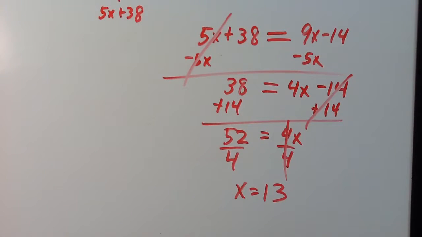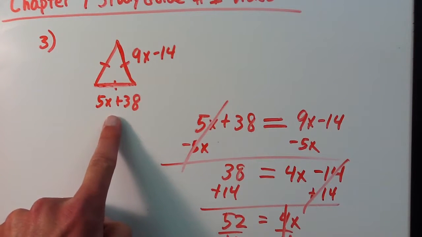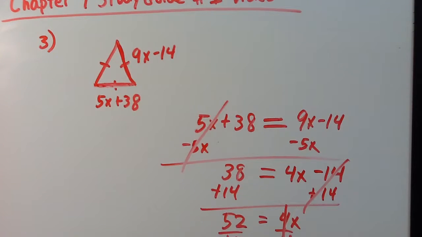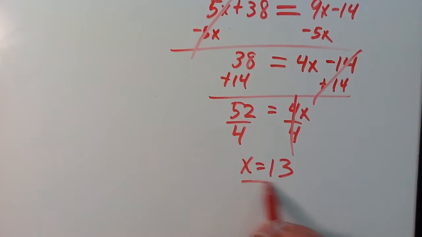Now this is not my answer. It did not ask me to solve for x. It asked me what is the length of one of the sides. The sides are 5x plus 38 and 9x minus 14. But now I'm able to get that length of the side because I know what x is. I know x is 13.